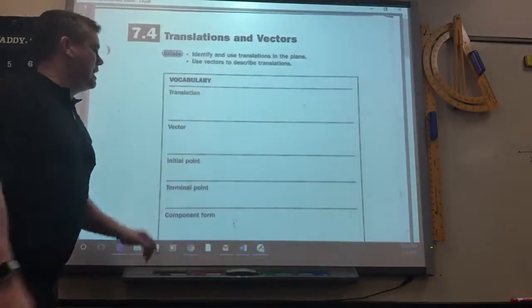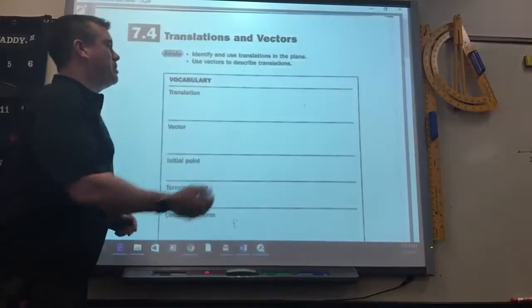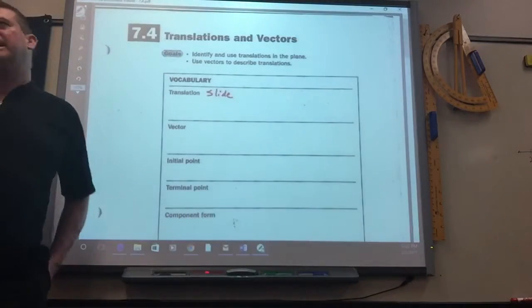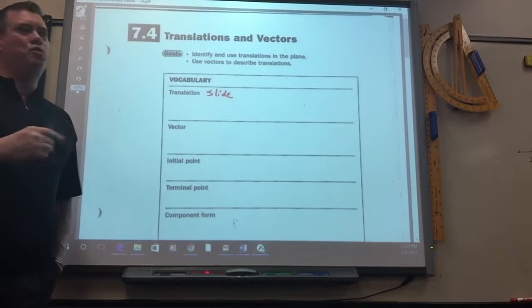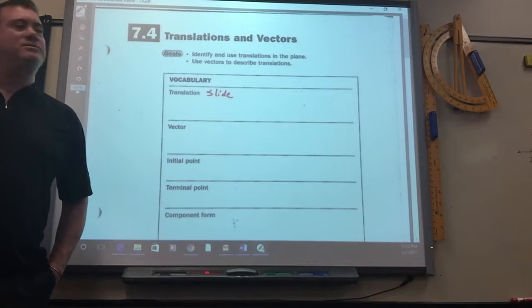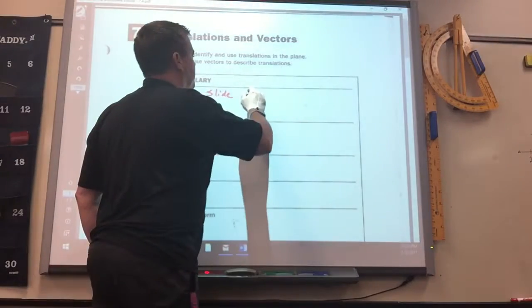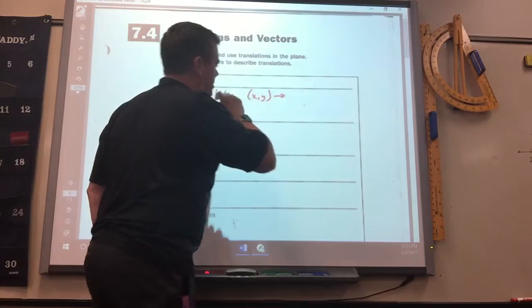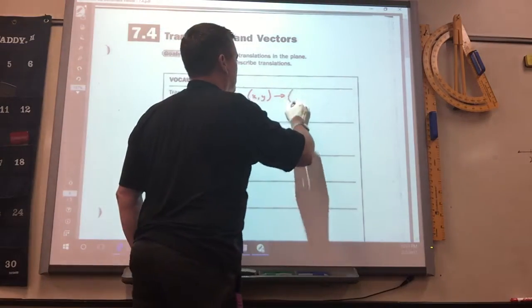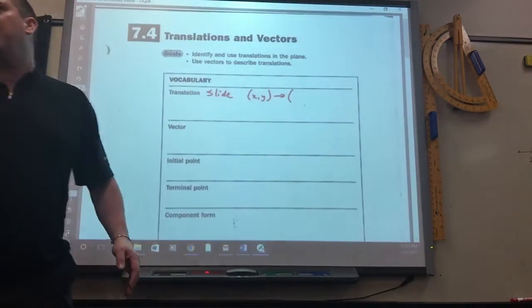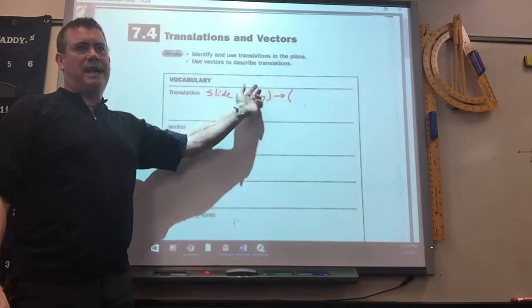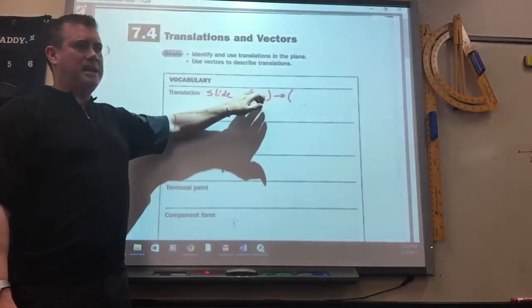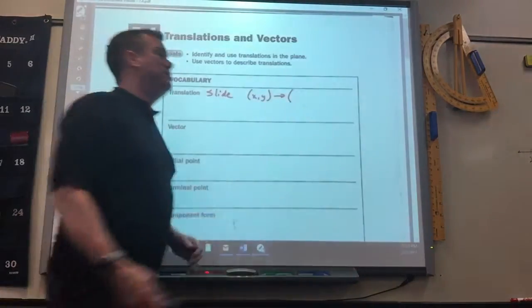So the translations. Remember, a translation is a slide. Okay? There's two ways to write a translation. This is the geometry way. Okay? So they start off with a coordinate, x, y.